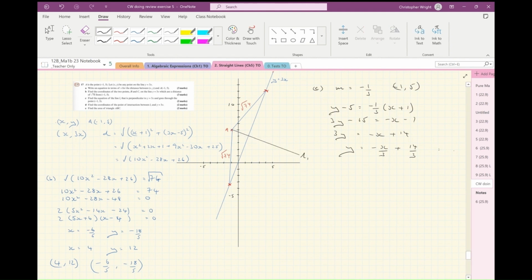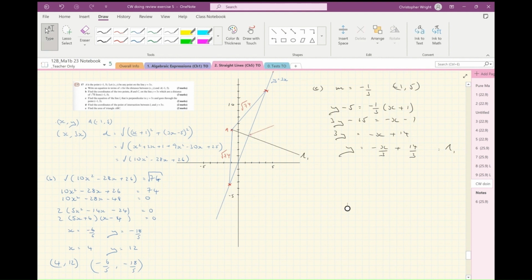There we are. Okay. Part D. Find the coordinates of the point of intersection between L1 and y equals 3x. It's asking me to find the coordinates of that point there.